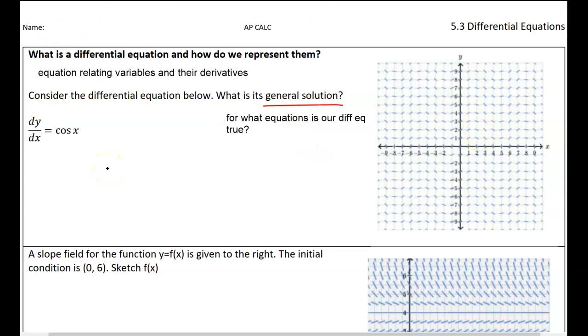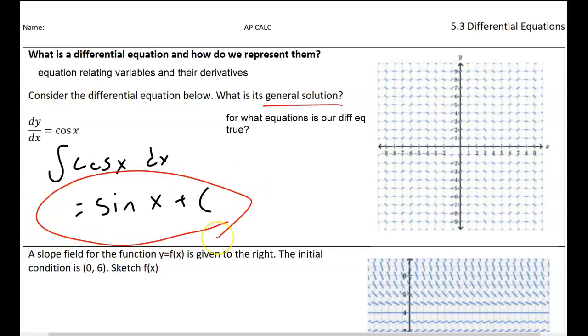One way we might figure this one out is to ask what function has a derivative of cosine of x. So I might say, okay, the integral of cosine of x with respect to x is equal to sine of x plus c. And that's it. That's my general solution. So these are equations you already know how to solve.